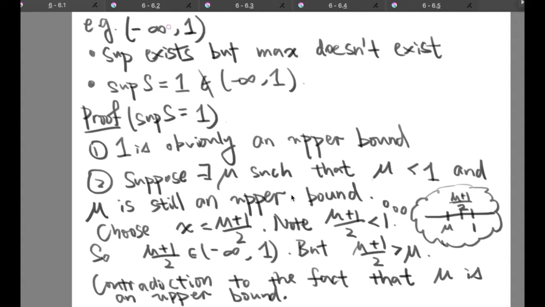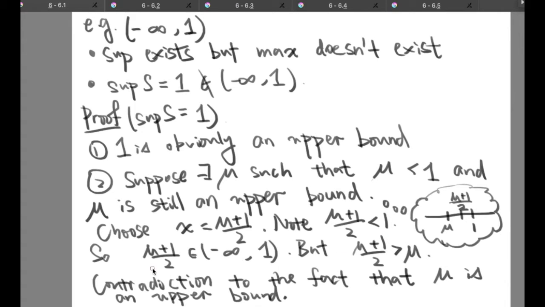To prove that the supremum is equal to 1, we have to prove that it is an upper bound. But it is obvious from the definition of this interval that 1 is an upper bound. So we have to prove another statement. We suppose that there exists a mu such that mu is more than 1 and mu is still an upper bound. And we choose an x which is equal to (mu plus 1) over 2. From this picture we see that it is the midpoint between the point 1 and mu.